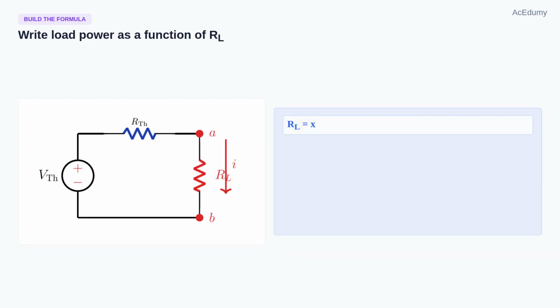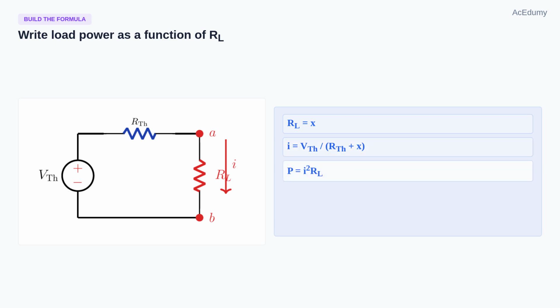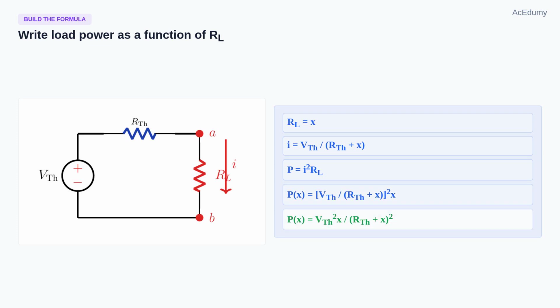We replace the left side by its Thevenin equivalent, that is, a voltage source Vthevenin in series with Rthevenin feeding the load RL. Now call the load value X. The current through the load is Vthevenin divided by Rthevenin plus X. The load power is I squared times RL. So substitute the current. P equals Vthevenin over Rthevenin plus X, squared, times X. In one line, P of X equals Vthevenin squared times X divided by Rthevenin plus X all squared.